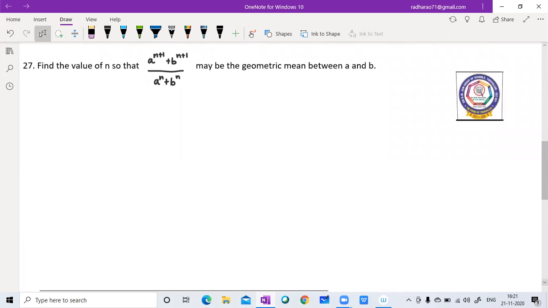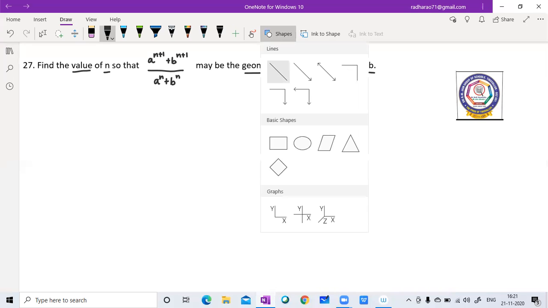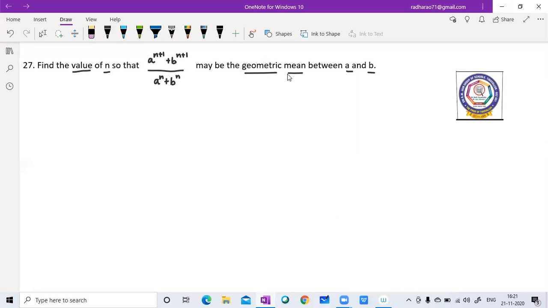Here, you have to find the value of n so that (a power n plus 1 plus b power n plus 1) by (a power n plus b power n) may be the geometric mean between a and b. Let us see how to do that.